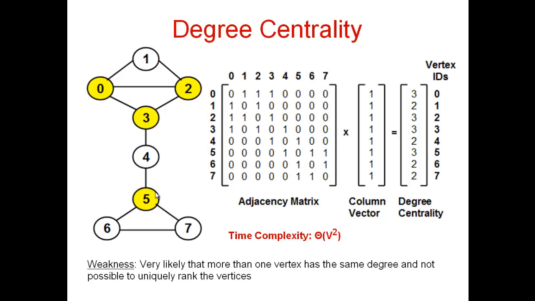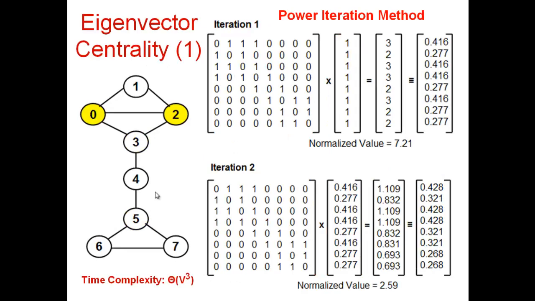Even though degree centrality captures the number of neighbors, the degree of a vertex, it's not used to rank the vertices based on degree. So what is preferred is eigenvector centrality. Okay, so let's see this now in detail.